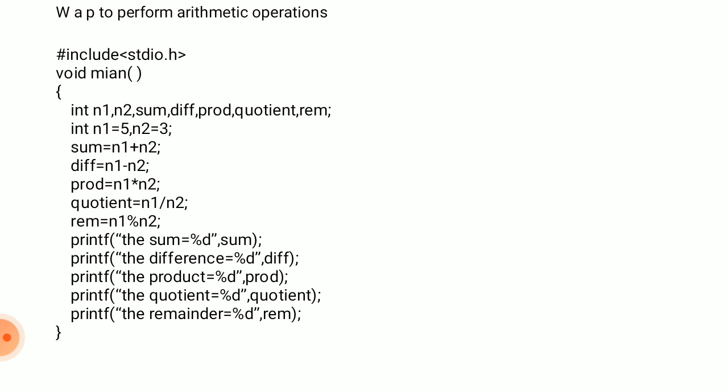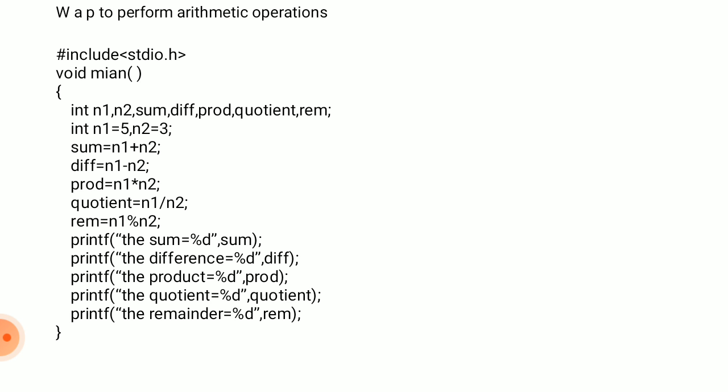Difference is equal to n1 minus n2. Product is equal to n1 into n2. Quotient, n1 slash n2. Remainder, n1 percent symbol n2. These are the operations. After performing, all the results must be displayed or printed, right? So here printf. As I told in the last video, printf is the output function, to print the result or the output of the program.